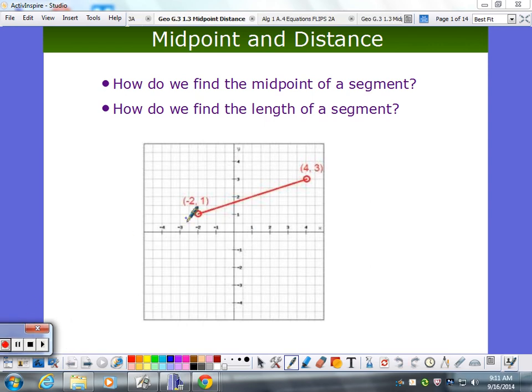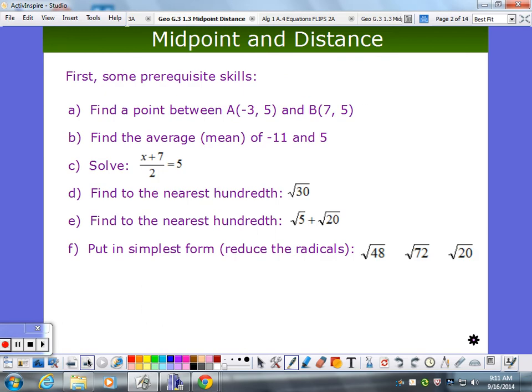Midpoint and distance. So what is a midpoint and what is a length? Basically, what we want to find is the halfway point of a segment, and we also want to find how long the segment is. That's what we're working on in this unit. So we'll come back to that one. We need some prerequisite skills.